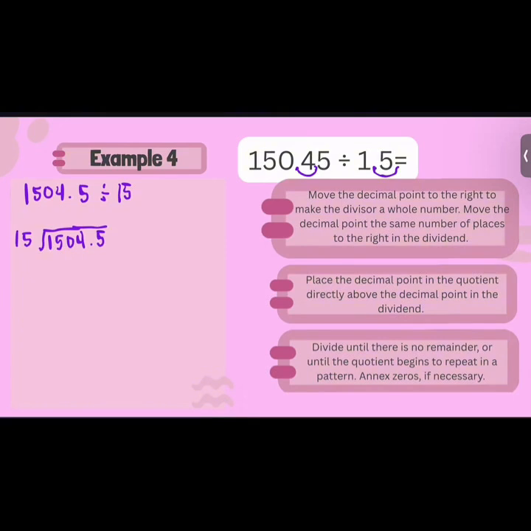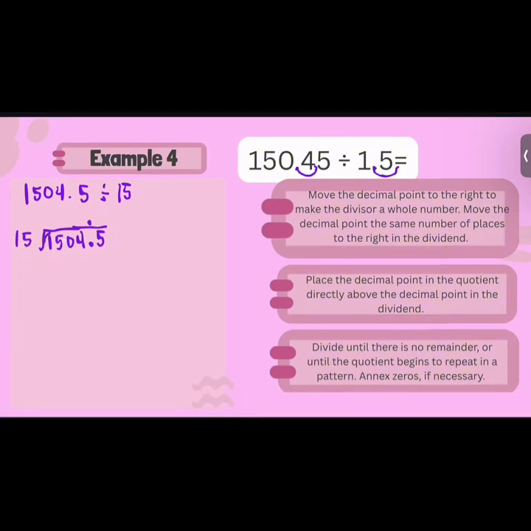Now, proceed with our division. But, place the decimal point in the quotient directly above the decimal point in the dividend. So, therefore, si decimal point, i-align lang natin at ilalagay natin kay quotient part. Now, we can divide until there is no remainder or until the quotient begins to repeat in a pattern. Annex zeros if necessary. So, 1 divided by 15 cannot be, so we're going to look for 15.